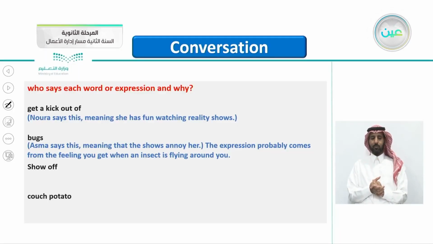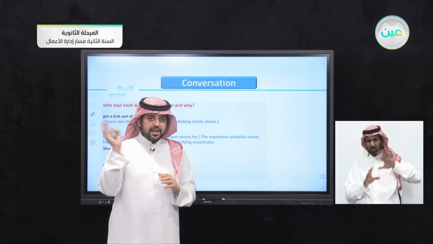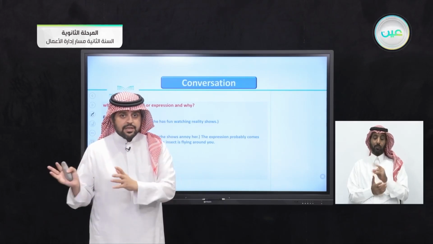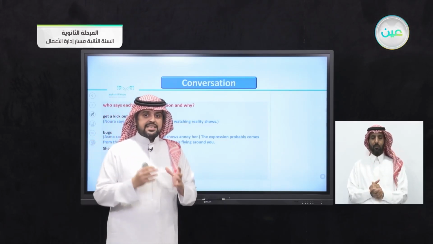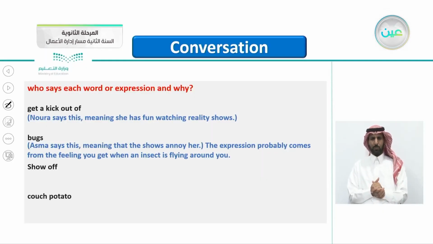The expression probably comes from the feeling you get when an insect is flying around you. When an insect, maybe a fly or a mosquito, is flying around you and you are annoyed, maybe this is where they got the expression that something is bugging me, something bugs me. Maybe that's the connection.